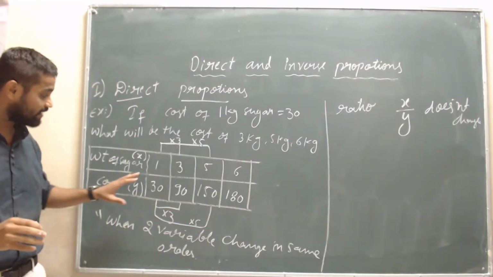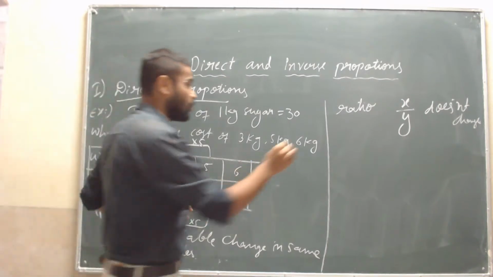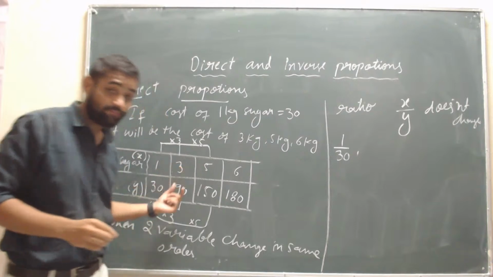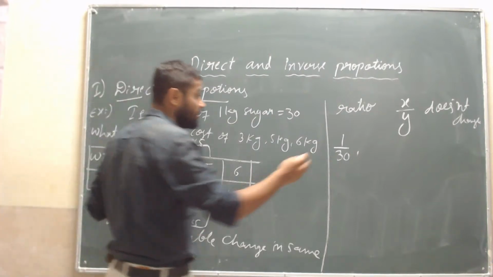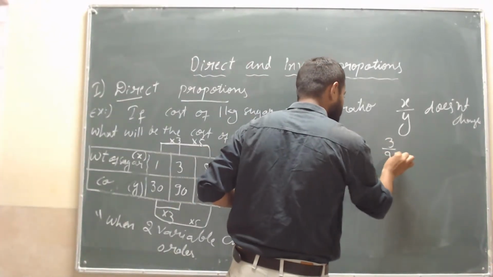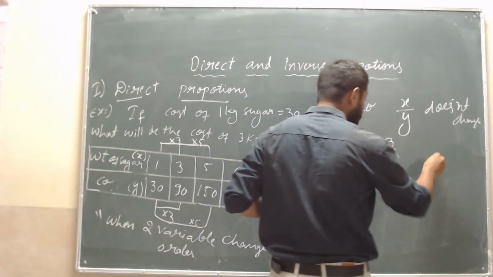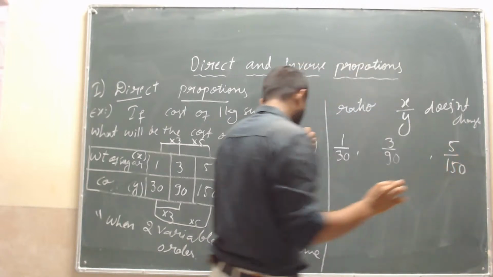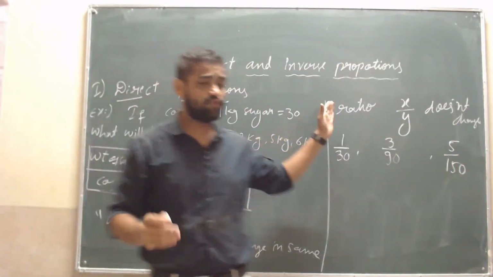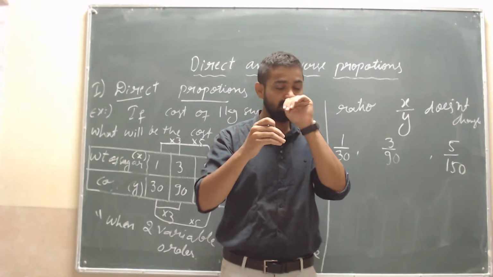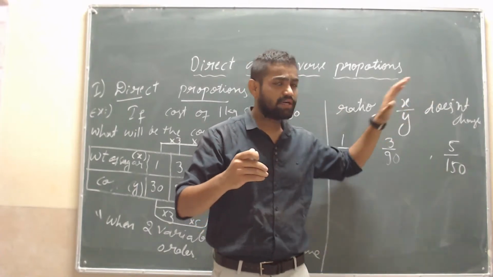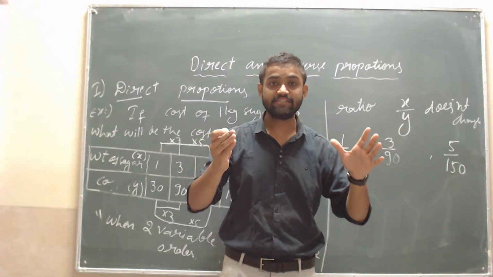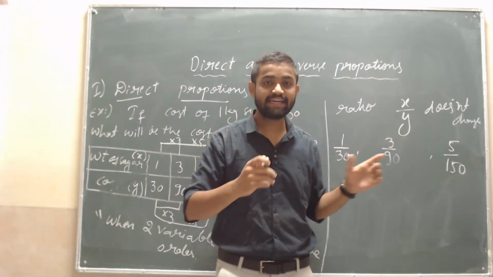See here, for example, I have taken the x by y as 1 by 30. In the second column, we have 3 by 90. And in the third one, we have 5 by 150. So the ratio is x by y, and x by y doesn't change. You are telling me, yes sir, here it is not changing.